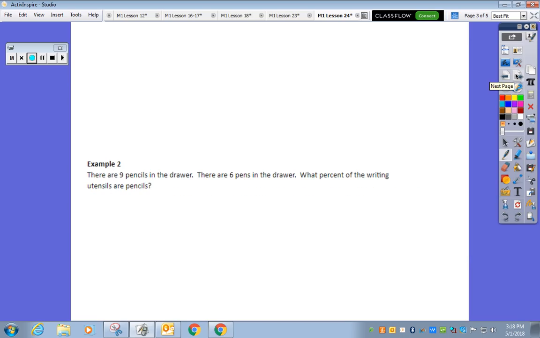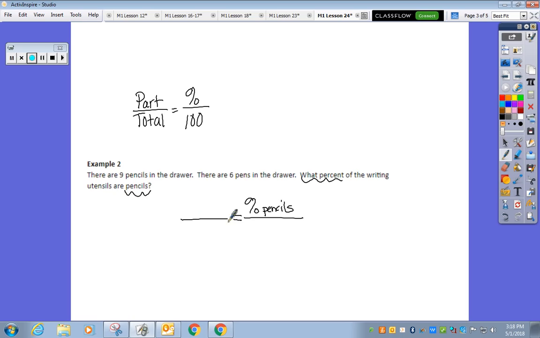Example 2, and I'm just going to put my part over total equals percent over 100 up at the top to help me remember. In example 2, it says there are 9 pencils in the drawer. There are 6 pens in the drawer. What percent of the writing utensils are pencils? So I'm looking for the percent that are pencils. I'm going to fill in my equal fractions. If I'm looking for the percent pencils, that means across from percent pencils, I should have number pencils. Again, you have a number of something that matches with the same exact percent. Percent always goes over 100. 100 always goes across from total.